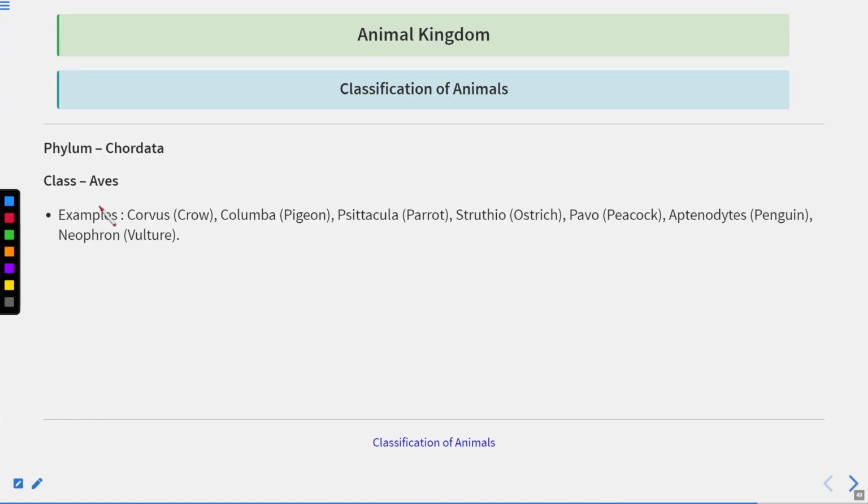Now, if you talk about some examples, then Corvus, that is the crow, is an example. Columba, pigeon. Psittacula, that is parrot. Struthio, ostrich. Pavo, peacock. Aptenodytes, that is the penguin, and Neophron, that is the vulture.